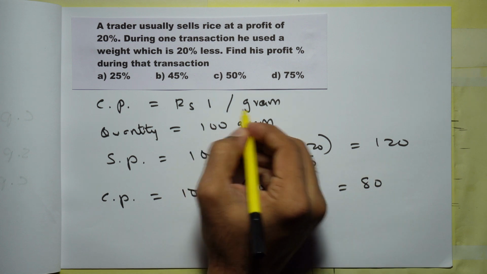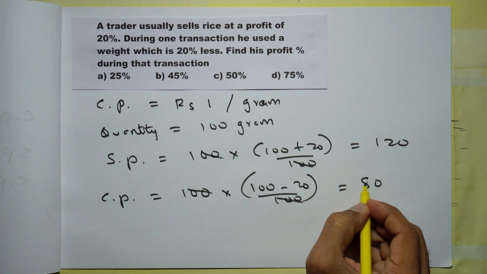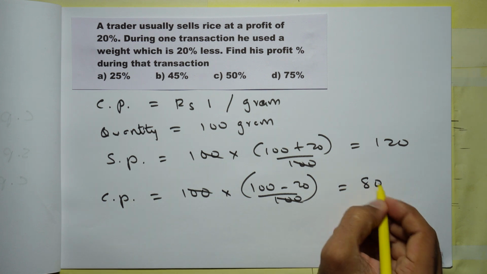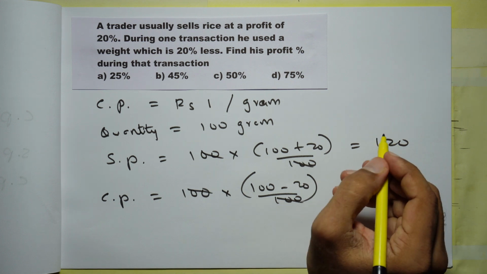And his cost price per gram is rupees 1. Like that for 80 grams, his cost price will be rupees 80. So his cost price is 80 and selling price is 120. What will be the profit percentage?